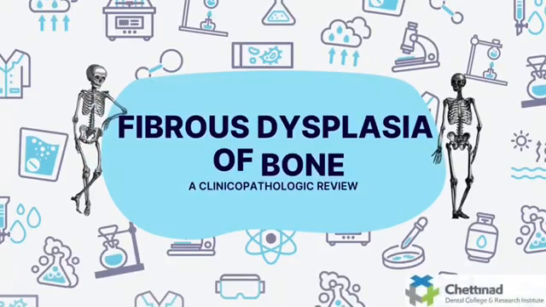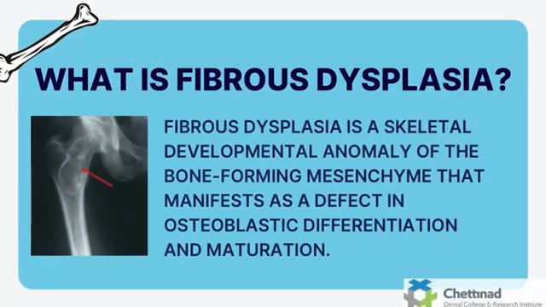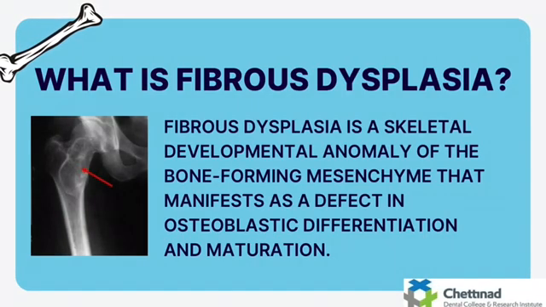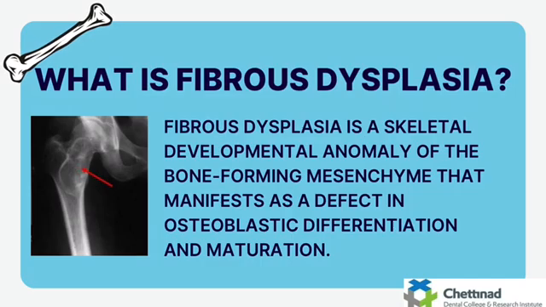Let's see about fibrous dysplasia. What is fibrous dysplasia? Fibrous dysplasia is a skeletal developmental anomaly of the bone-forming mesenchyme that manifests as a defect in osteoblastic differentiation and maturation.